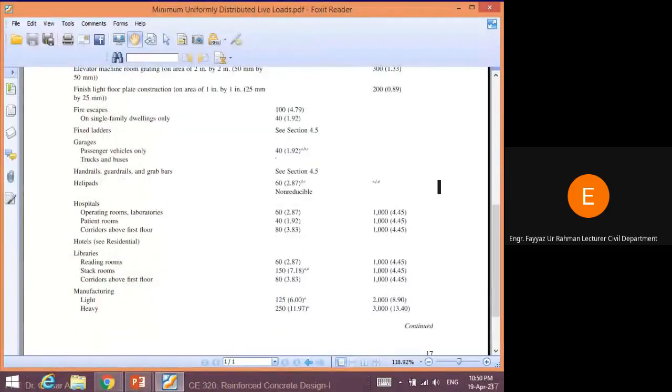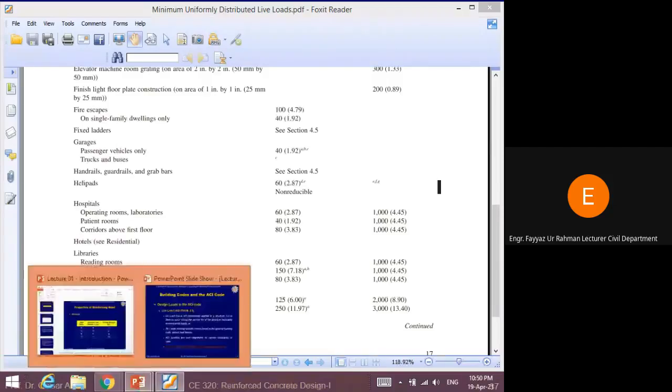And these are very conservative values. As I told you, these values are for the worst conditions. So these values will be quite conservative.